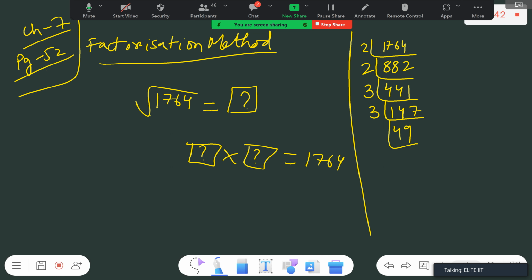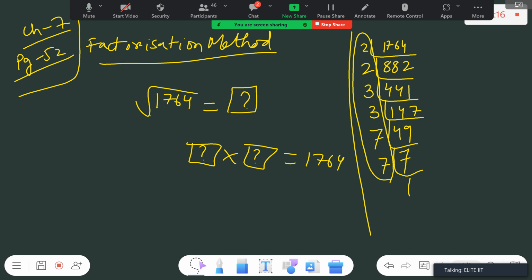Next prime number 3. Can you divide 49 by 3? No, we cannot divide it by 3. Next prime number 5. Can you divide 49 by 5? No, we cannot. The next prime number is 7. Can you divide 49 by 7? Yes, we can divide 49 by 7, which gives 7 into 7. And finally, this 7 is a prime number, so we can write it as 7 into 1. So this is the prime factorization of 1764, isn't it?